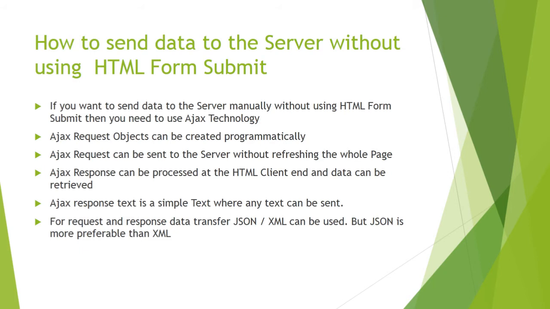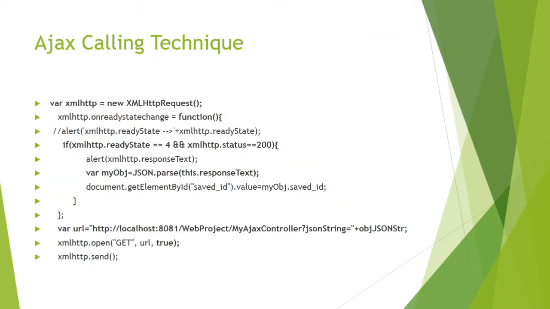Now the question comes, how will I call Ajax? You can call Ajax by creating an object of XML HTTP request. So in JavaScript, you just create one XML HTTP request object, and then I will display the on ready state change, or explain it after this.